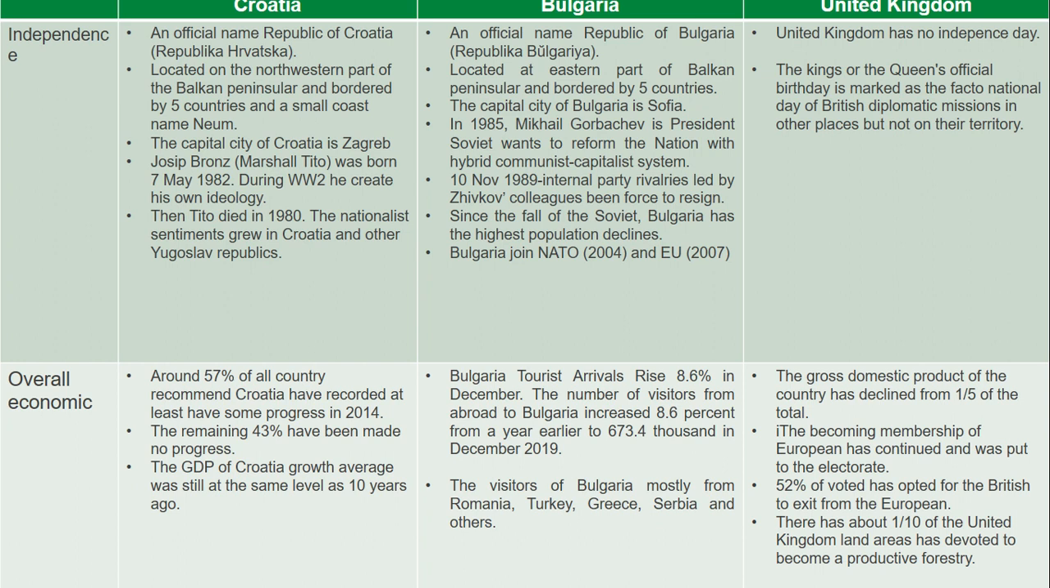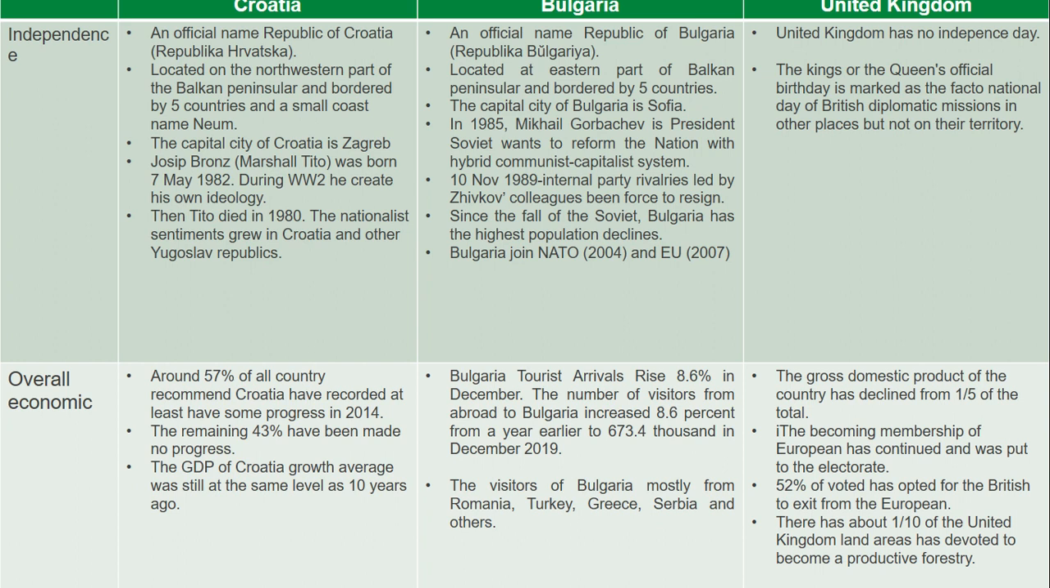In Croatia, around 57% of all countries recommended Croatia have recorded at least some progression in 2014. Meanwhile, the remaining balance, 43%, have made no progress. The GDP growth average of Croatia was still at the same level as 10 years ago, which means there was no convergence at all.